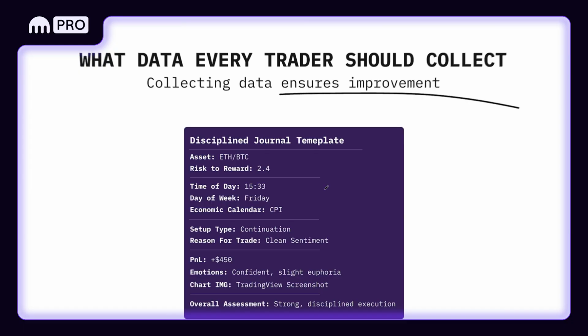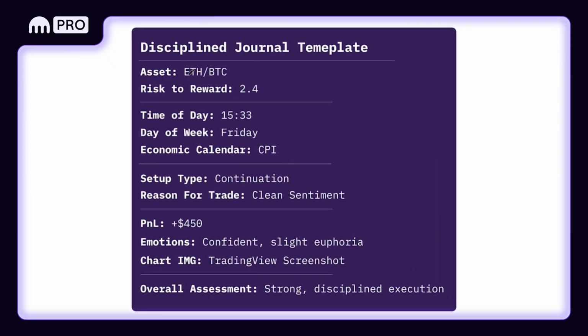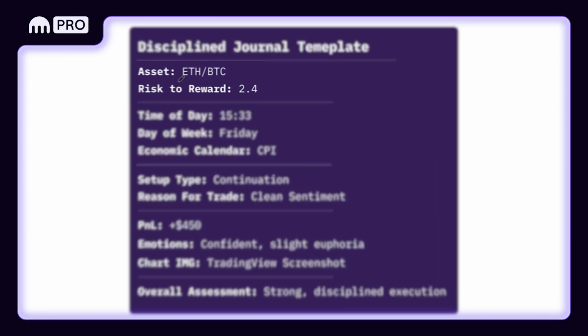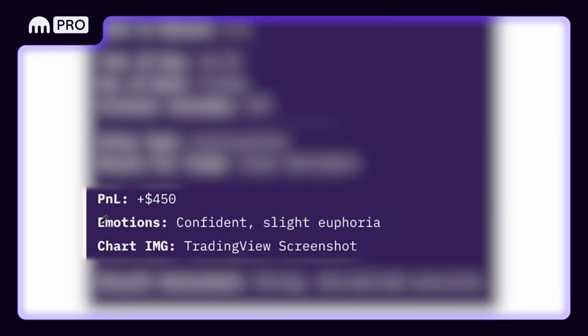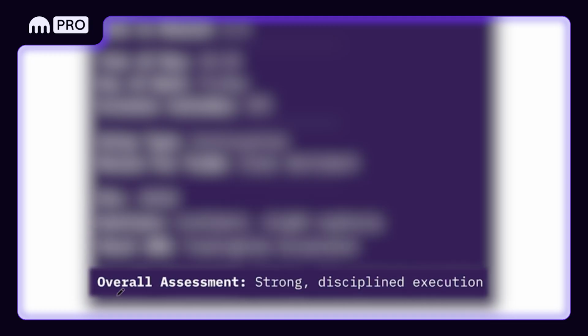So right here, we are looking at my personal journal template that I have used for literal years. The first thing I write down is the actual asset that I'm trading, right? That could be Ethereum, it could be Bitcoin, it could be whatever it is that you're trading. Then we want to write down the risk to reward ratio, the time of day, the day of week, the economic calendar, the setup type, the reason for the actual trade, the overall P&L, the emotions that went into this trade, a chart image, and then an overall assessment at the end.